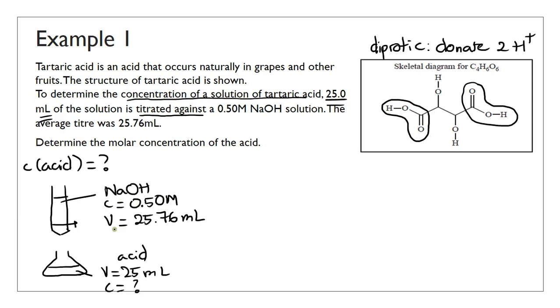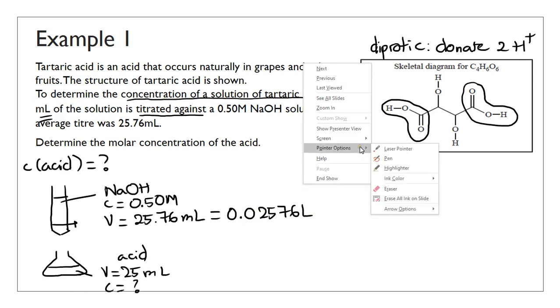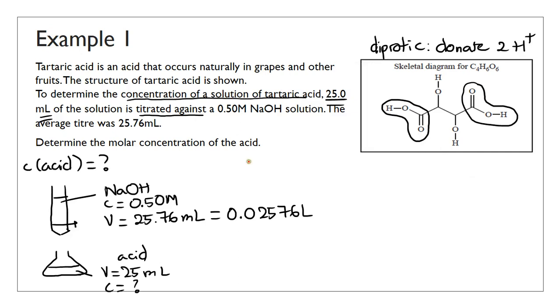So I have the concentration and the volume of sodium hydroxide. What I'm going to do is, first of all, convert the volume to liter. And then from here, my first step, I think, is going to be to determine the number of mole of sodium hydroxide. So step one is to find n of NaOH, which is going to be concentration times volume.